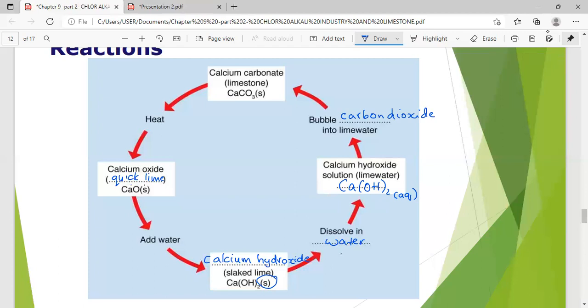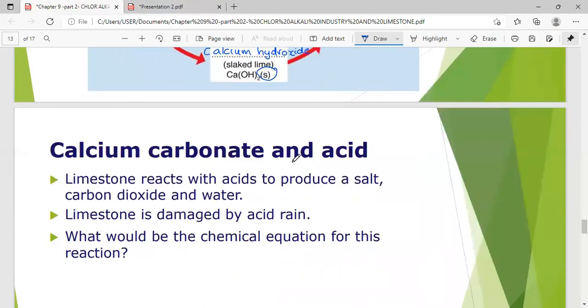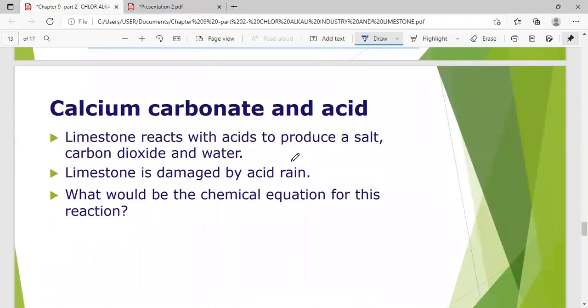So these are some of the reactions of calcium carbonate. Good, those who answered. Now moving on, one more reaction of calcium carbonate. Limestone reacts with acid to form salt, carbon dioxide, and water. Limestone is damaged by acid rain. Since limestone reacts with acid rain, buildings or statues that are made of limestone are damaged or corroded. Now what will be the chemical equation for this?